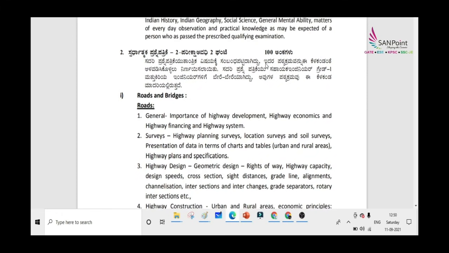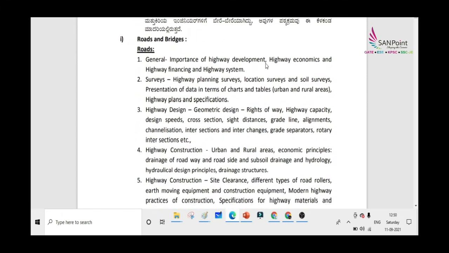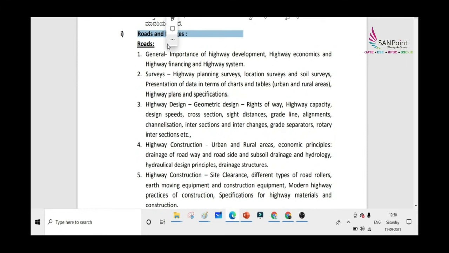That's it. So general studies is clear. Now let's talk about AE technical. So first is roads and bridges.